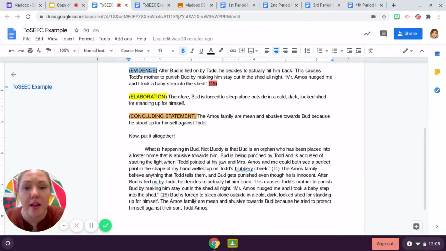And I've taken out the topic statement, evidence, elaboration. I've taken out those terms. Now, if it helps you to have those terms in your paragraph, that is fine. But notice how this is longer than three sentences. This is what a 2-seek paragraph should look like.